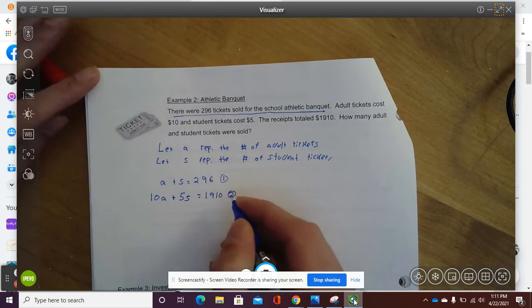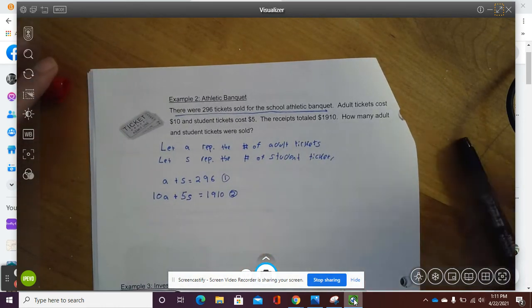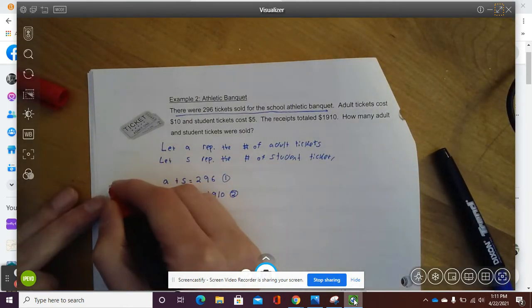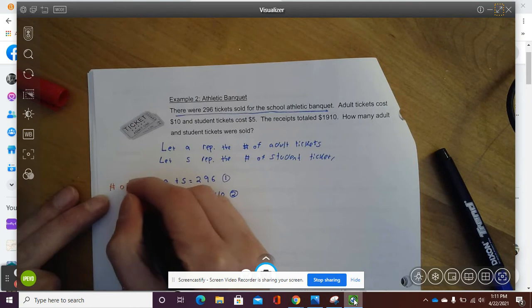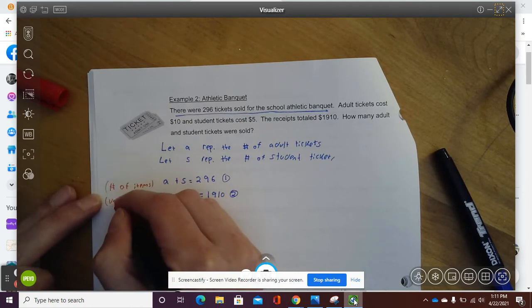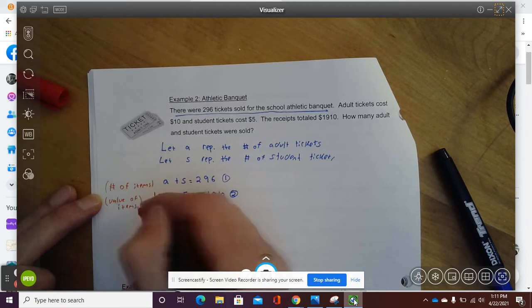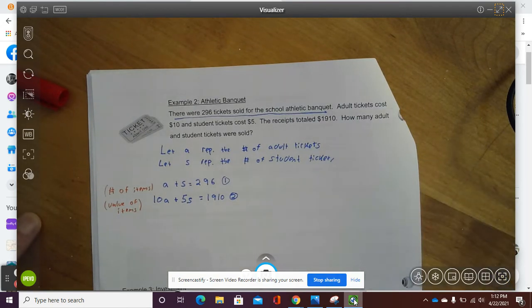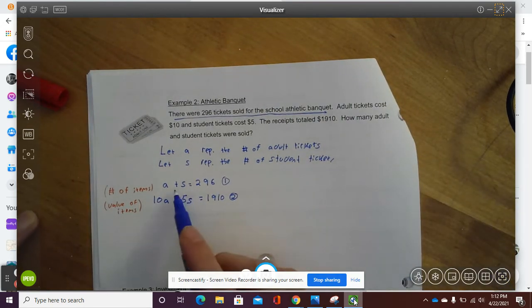So often in these questions with money or with prices, the first equation is going to be like the quantity equation. It's going to deal with the number of items. And then the second equation is going to deal with the value of those items. Then I could solve with elimination or substitution. You pick. So I could rearrange this pretty quickly to use substitution, but they're also already nicely lined up.